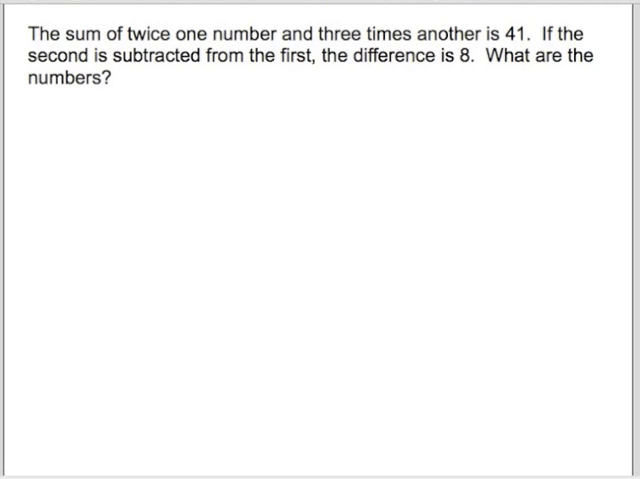Starting with the first word problem, the sum of twice one number and 3 times another is 41. If the second is subtracted from the first, the difference is 8. What are the numbers? So let's look and see at what our important information is.